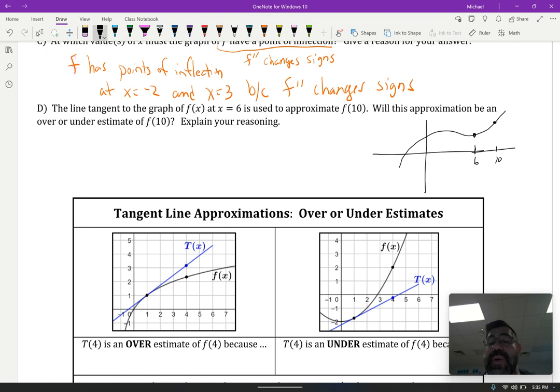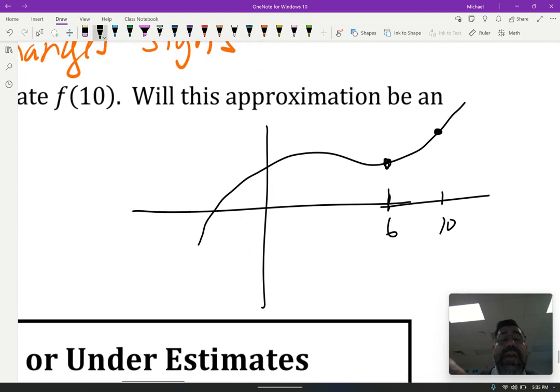So if I'm looking for the point on the graph, I could draw a tangent line, and the point on the line at 10 is a pretty good approximation for the point on the curve. Well, maybe not in the graph that I did, but they're saying that the value at 10 can be approximated with the tangent line at 6, right? But this is the idea that they're pretty close to each other. We can approximate one for the other. But the question is, how do I know if it's an overestimate or underestimate?